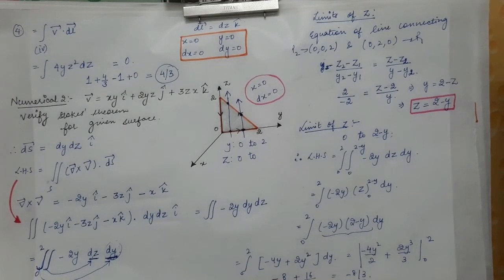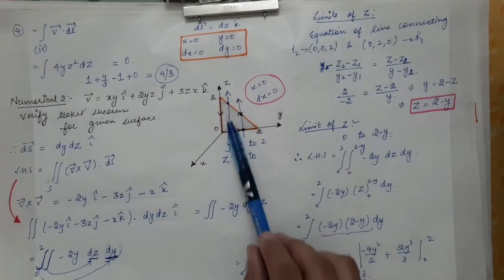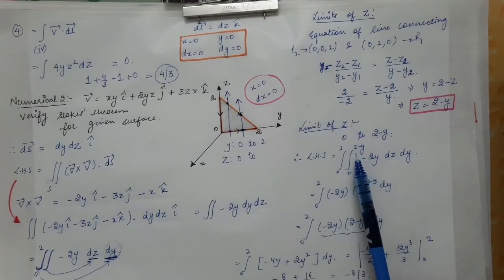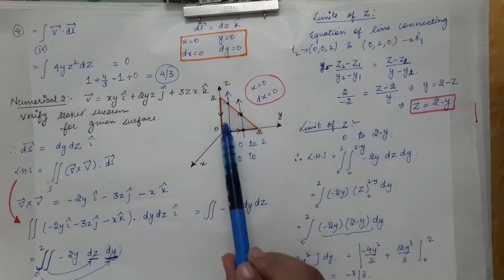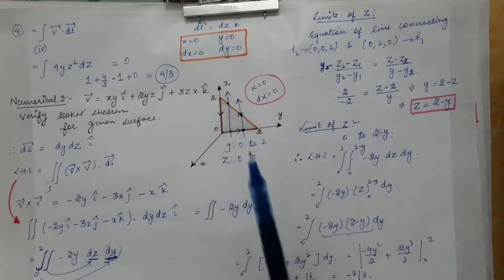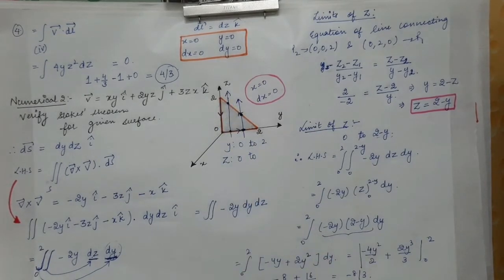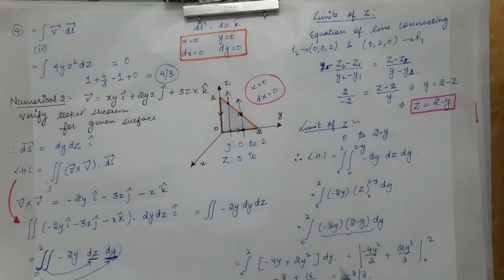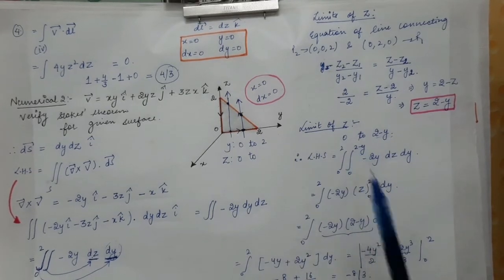So the whole procedure is the same as we had done in the last numerical. The only difference is the limits of z, which will vary from 0 to 2 minus y. In the last numerical, the limits of z varied from 0 to 1, and the limits of y also varied from 0 to 1, because in that case we had a square surface. In this case we have a triangular shape, so the limit of z will be from 0 to 2 minus y. So this is the left hand side.